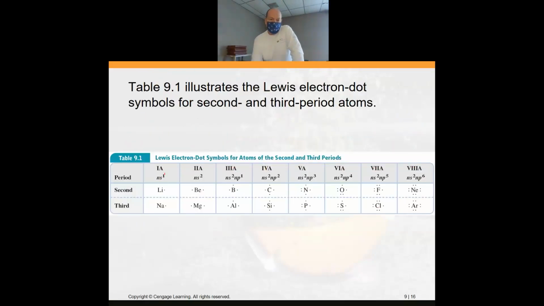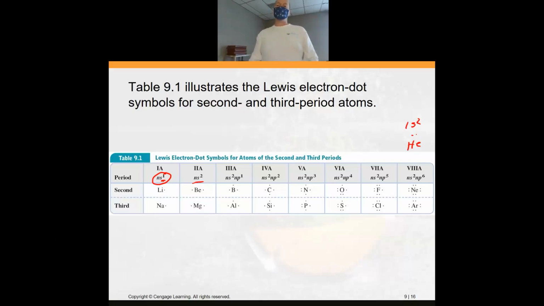All right, so again, everything in column 1 is going to have an S1 ending. That means 1 dot. Everything in column 2 is going to have an S2 ending. That means 2 dots. Everything in the 3A, which is your boron and aluminum, is going to have an S2 and a P1. That's your 3 dots. Everything in the column with carbon is going to have an S2 and a P2. That's 4 dots. And then an S2 and a P3, 5 dots. S2, P4, 6 dots. S2, P5, 7 dots. All right, and then S2P6, they're all going to be 8 dots again, except for helium, which only has a 1S2, and that would be 2 dots.